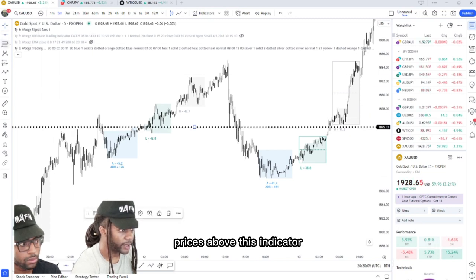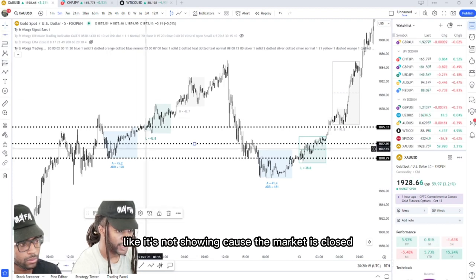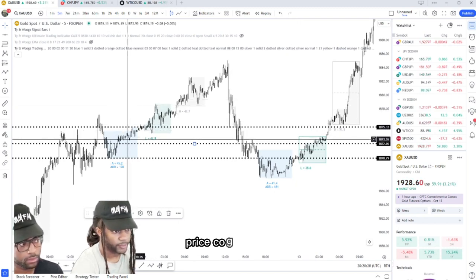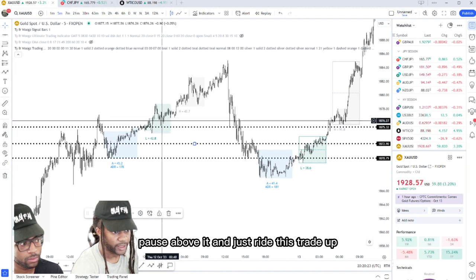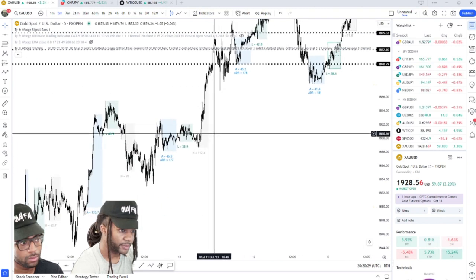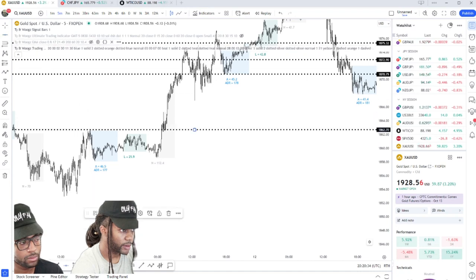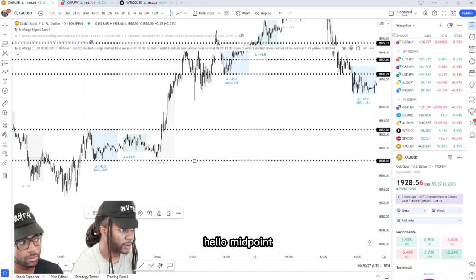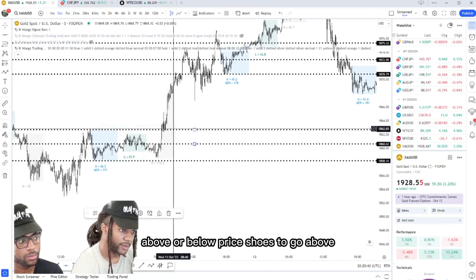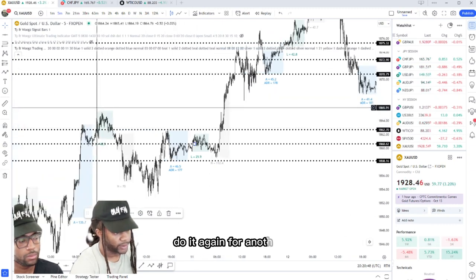Price is above this indicator. It'll give you 3 lines. You're going to see it when it's live. It's not showing because the market is closed and it's about to close. Price comes, wicks in, pops above it, and then you just ride this trade up. We'll do it another day just to show you guys again. High, low, midpoint. So now we're waiting for price to get above or below. Price chooses to go above, we take a buy. Price comes up.